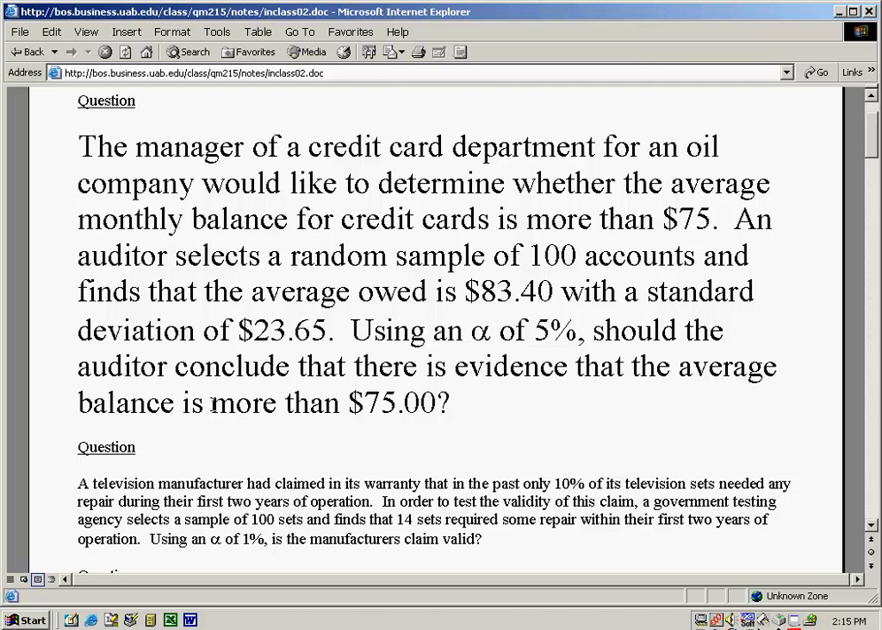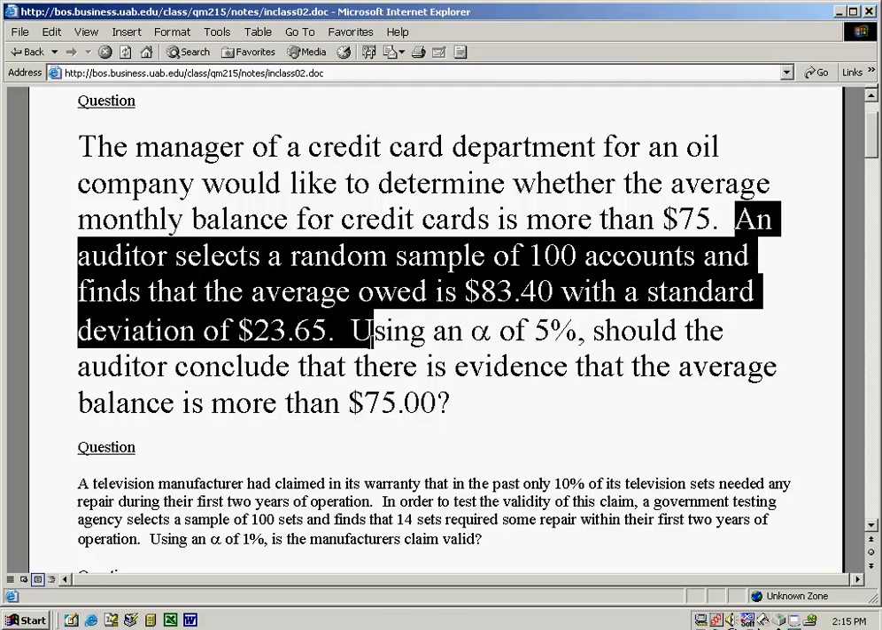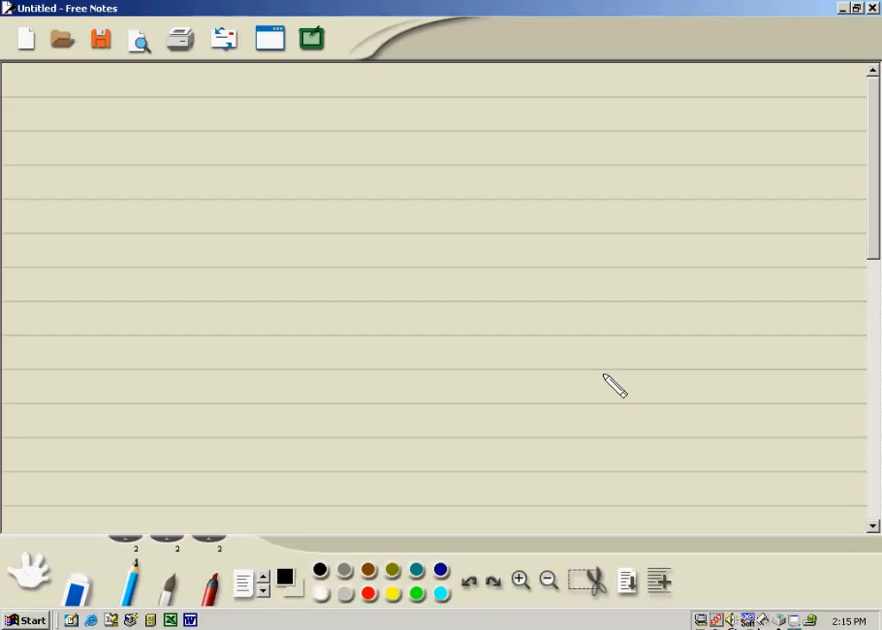So in this question, it's obvious that we're talking about more than, which is versus less than, instead of equals versus not equals. So this is a one-tailed test. Alright, before we get into that though, let's get our sample data. And our sample data is in this sentence here. We have a sample size of 100, average of 83.40, and a standard deviation of those 100 items of 23.65. So let's write those down.